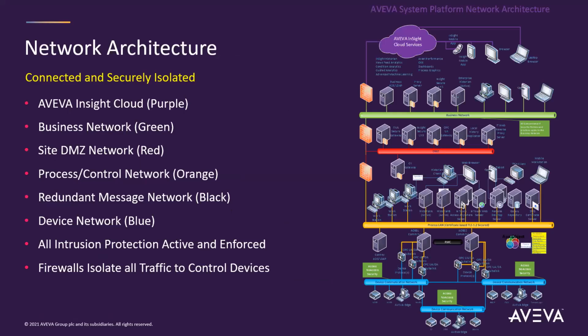So if you look at a conventional network architecture, I realize this is a busy slide, but just look at the colored networks here. In the blue network, we have our device network. This is actually our most vulnerable network. Most devices are very insecure. They simply require a properly formatted message, and they'll tell you everything they know about themselves.